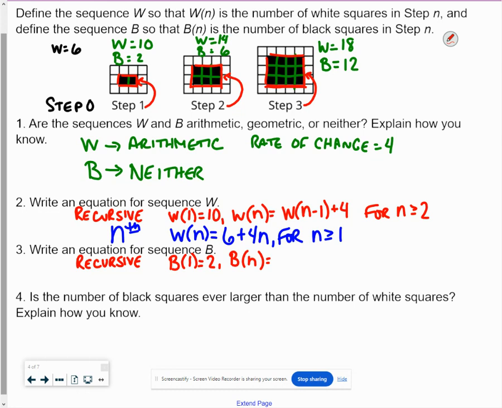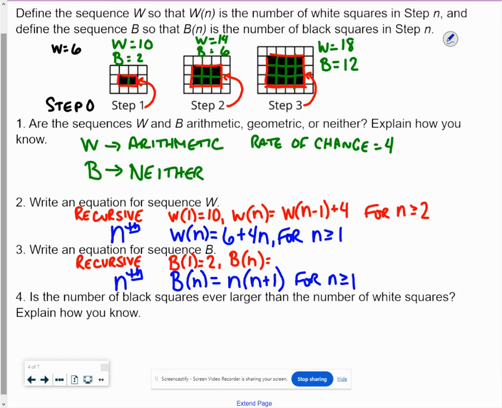for my recursive one, we're going to say the step number, we've got B of n equals. I actually want to do the non-recursive one first because that's what I was just talking about. Let's do the nth term first because that's what I was just discussing. So this would be B of n is going to be whatever the step number is times 1 more than that for the width, because it was always 1 more than what we had, for n is greater than or equal to 1.